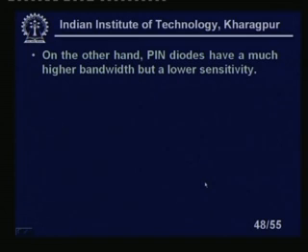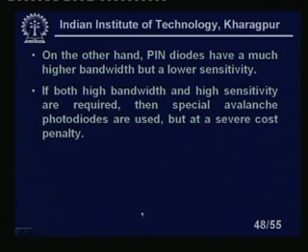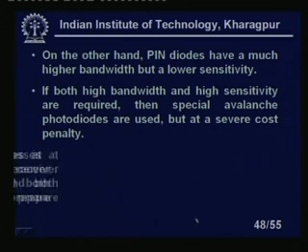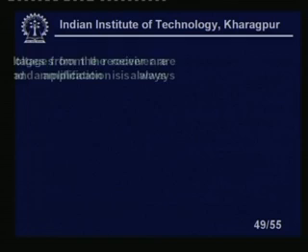We need amplification, obviously, but that is not a problem, so we can have an amplifier. If both high bandwidth and high sensitivity are required, then special avalanche photodiodes are used, but at a severe cost. The same considerations about losses at the interface between the cable and the receiver apply as for the transmitter, and both polishing and cleaving are used to prepare the fiber ends.